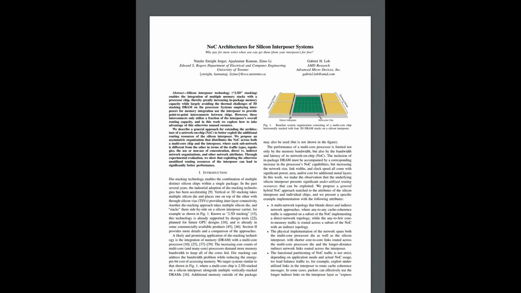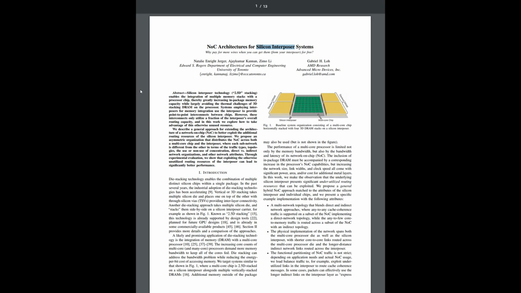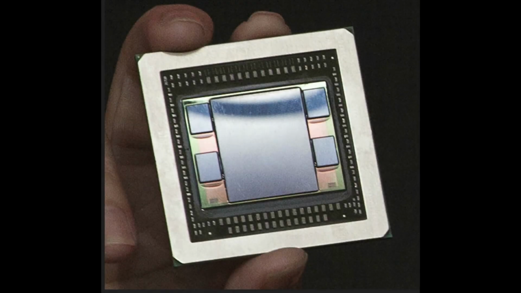And those were Network-on-Chip Architectures for Silicon Interposer Systems, a research paper by Natalie Enright-Jerger, AJ Kumar Kannan, Zemo Lee, and Gabriel H. Loh. And 3 of them were back a year later with Enabling Interposer-based Disintegration of Multi-Core Processors. And I guess what makes sense for the video would be to explain exactly what a silicon interposer is. A silicon interposer is a large slab of silicon, which is used to integrate other pieces of silicon.